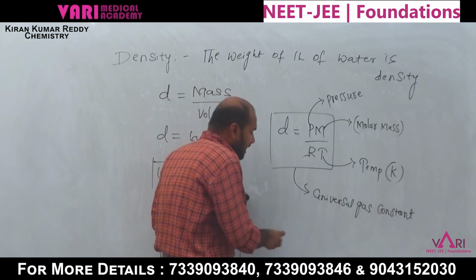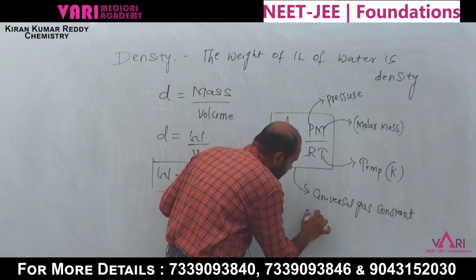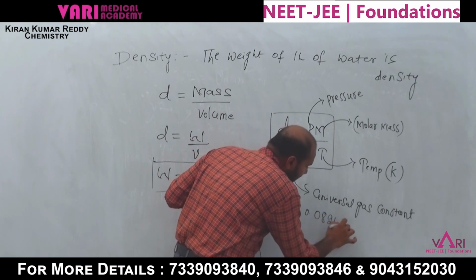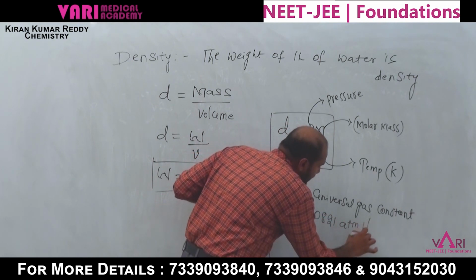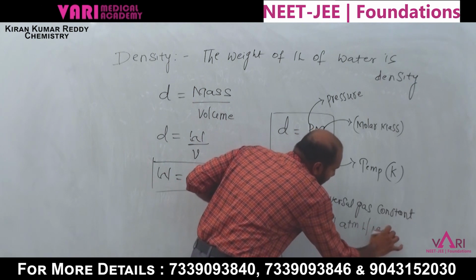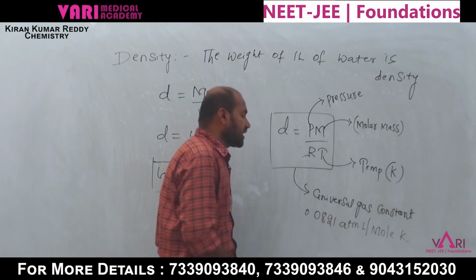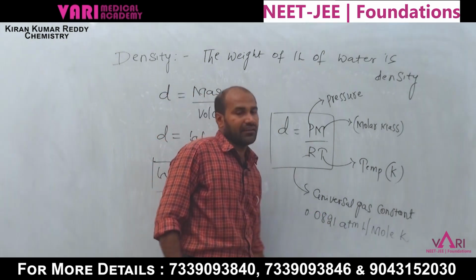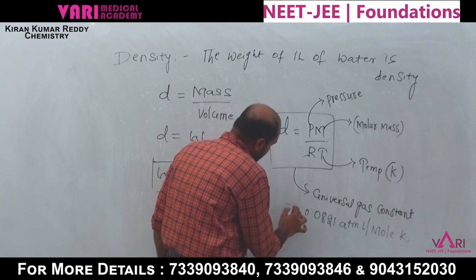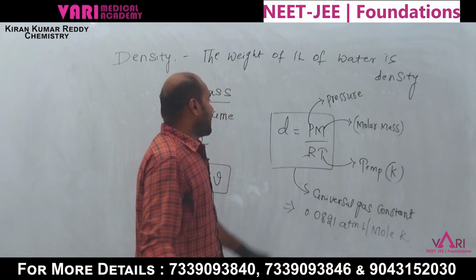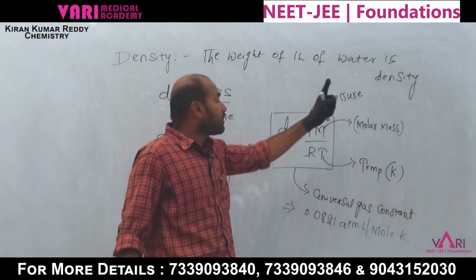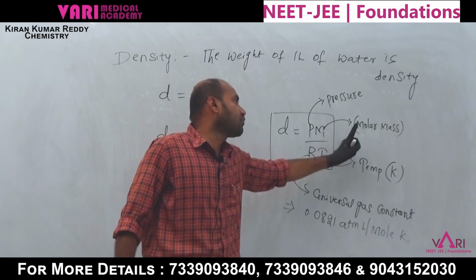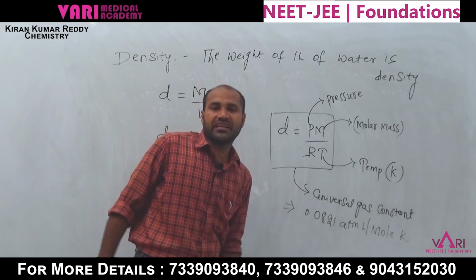What is the universal gas constant? 0.0821 atm liter per mole per Kelvin. This is one of the units of R. And for pressure, we can take 1 atmospheric pressure. M means molar mass, T means temperature.